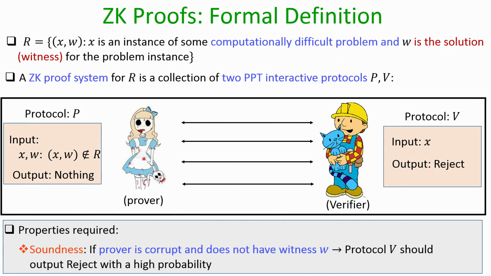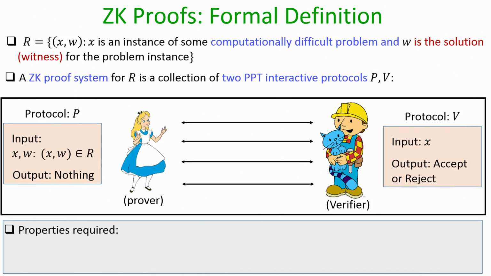That means a malicious prover who does not have a witness w such that (x, w) belongs to the relation R should, with very high probability, not be able to convince the verifier that she knows the witness w. That means with very high probability the verifier should be able to catch a malicious prover. That is the soundness requirement.